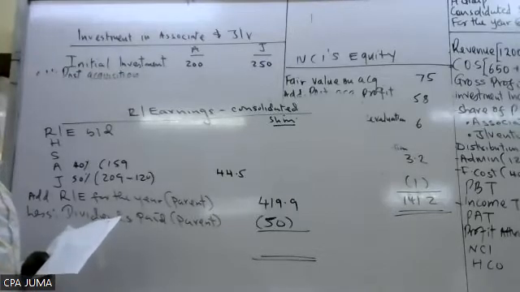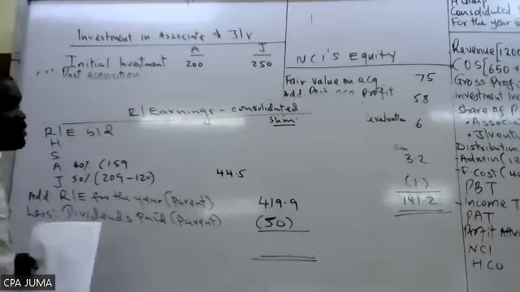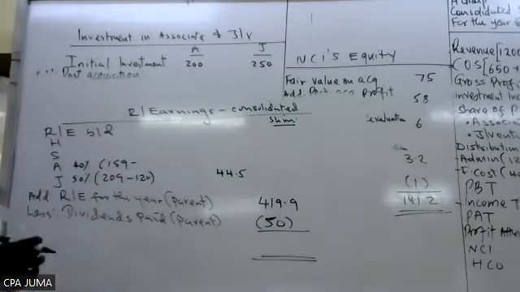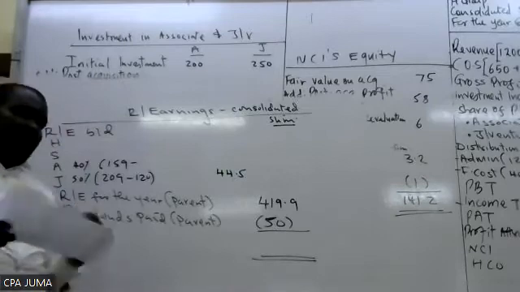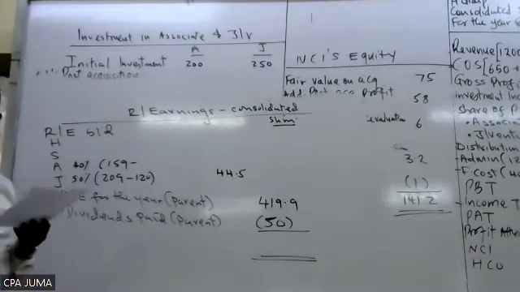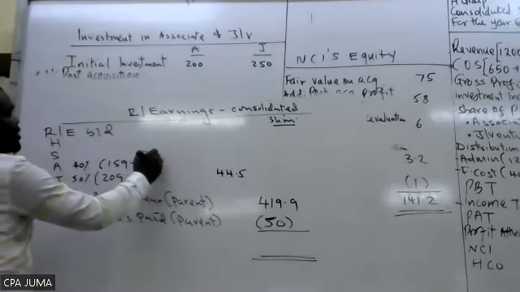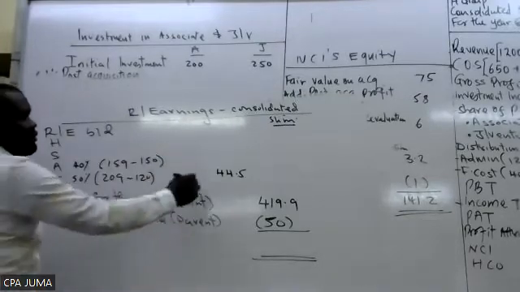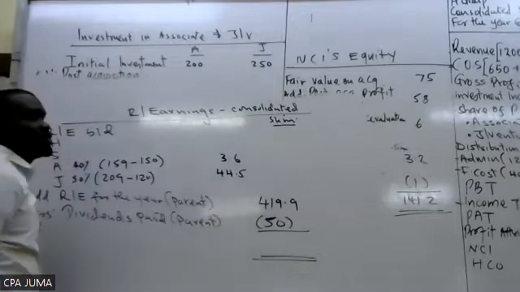159 minus on acquisition, additional information number 1. How much was it? 150. So 159 minus 150, 9. 40% of 9 is 3.6.